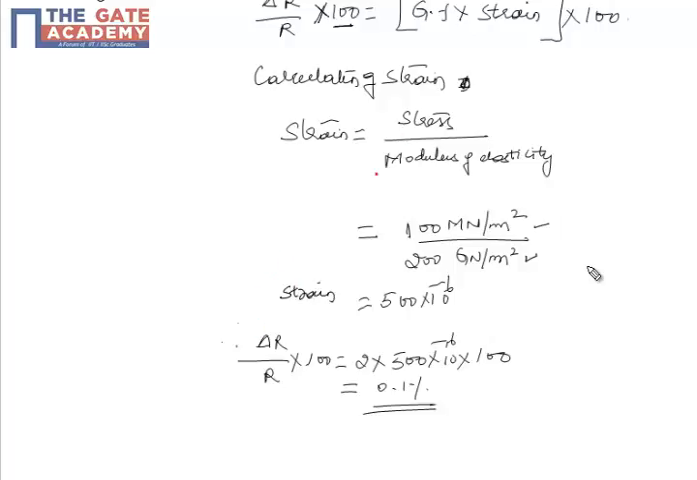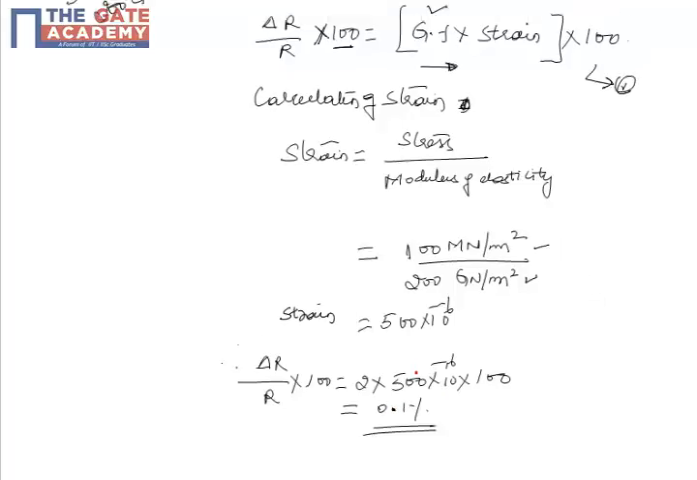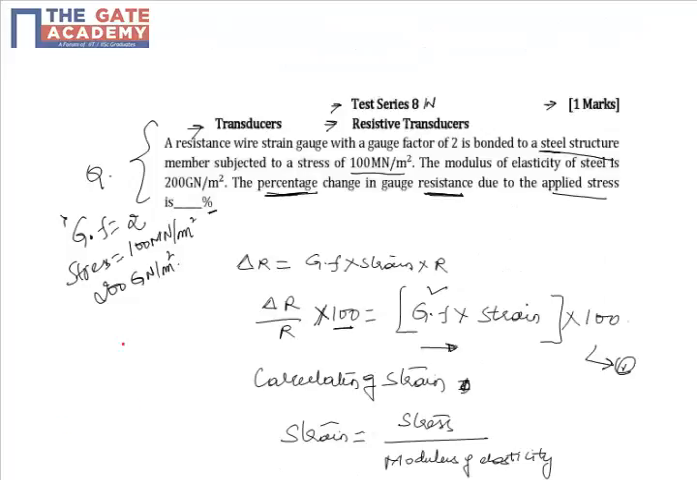Now we have all the quantities, and I substitute them in equation 1. Gauge factor is 2, and strain we have calculated as 500 into 10 to the power minus 6, into 100, so it comes as 0.1%. So here the answer is 0.1%.